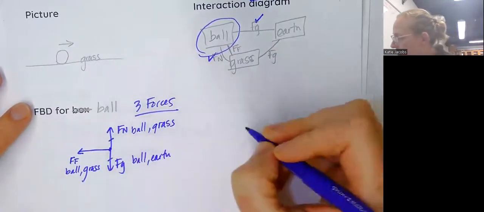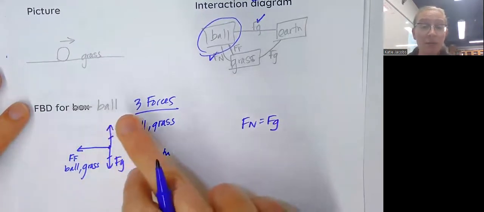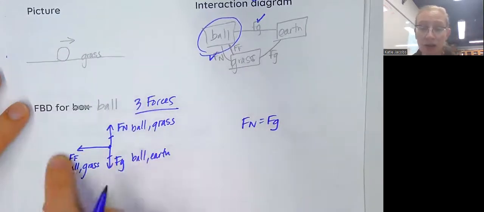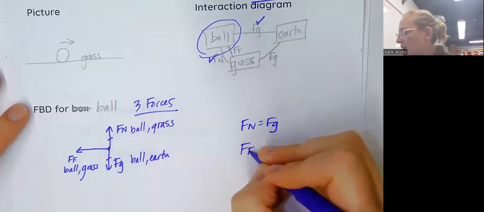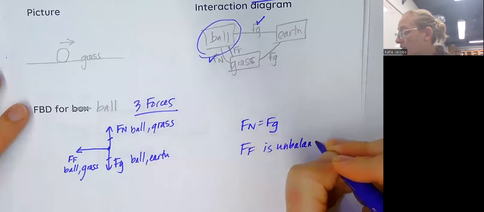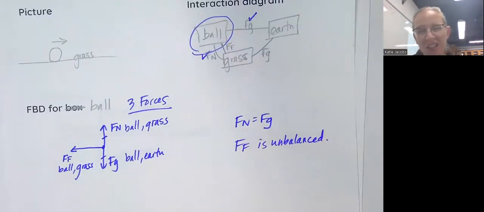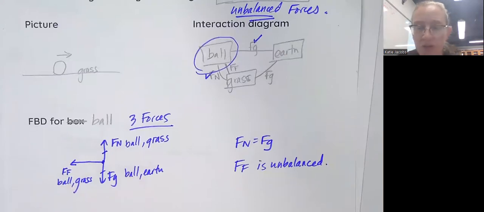In terms of force equations, I will have Fn equals Fg in the vertical direction. It is balanced in the vertical direction. In the horizontal direction, that's where it's unbalanced. There's nothing to cancel out FF. So I'm just going to say FF is unbalanced. Or you could say FF does not cancel out. Okay, and that is what is slowing down the ball. Okay, hopefully these were 3 helpful situations for you to learn how to draw a free body diagram.